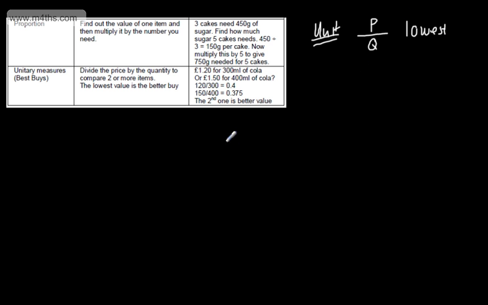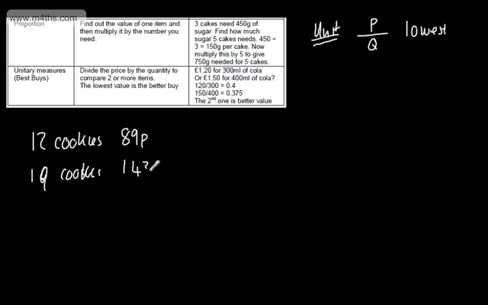So let's say I went in and there were some cookies. Okay, and the cookies, 12 cookies, and we'll make this quite hard. 12 cookies cost 89p. Yet they had, let's say, 16 cookies. So, in fact, we'll make it 19, make it a bit messy. 19 cookies cost now £1.43, so 143p. Which is the best buy?